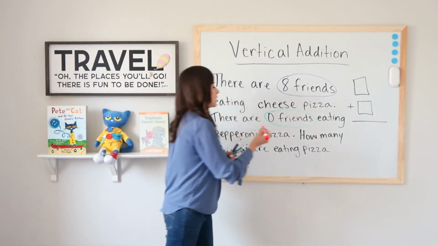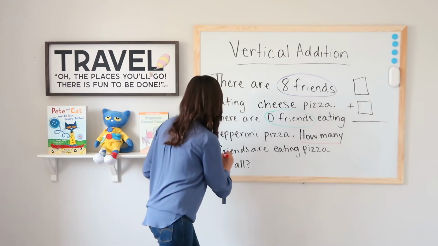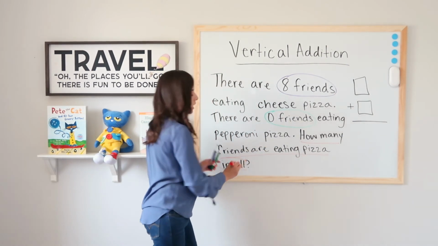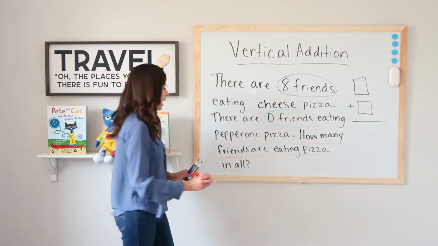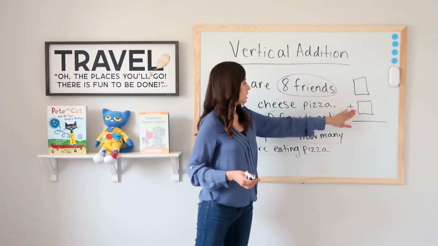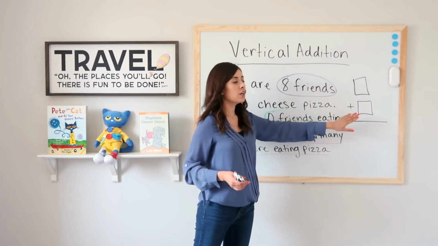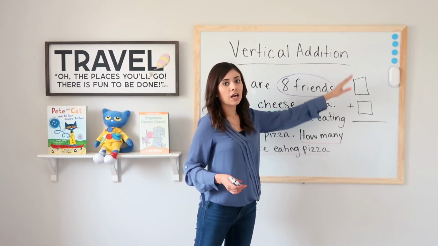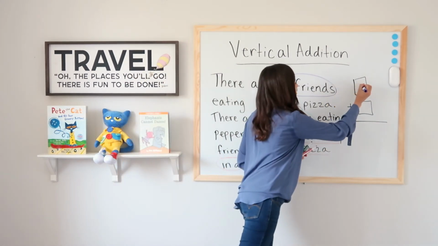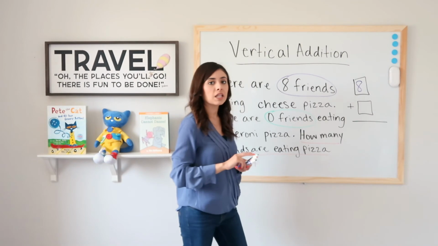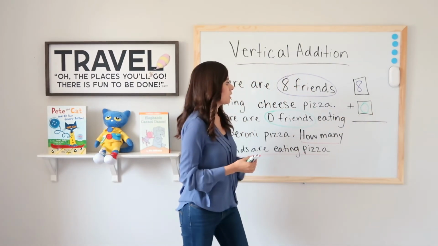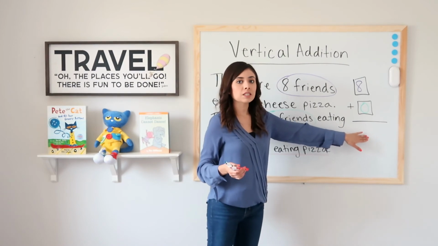How many friends are eating pizza in all? Remember, I am going to underline my question to better focus on it. And I already know that in all means to add. So I'm going to set up my addition number sentence. I have it right here, and it's going vertically, right? Up and down. So 8 friends plus 0 friends equals how many total? What is my sum?